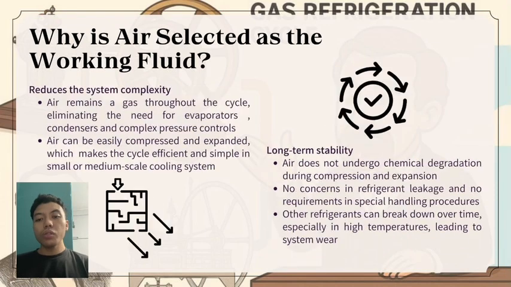Air can also reduce the system complexity. This is because air remains a gas throughout the cycle, eliminating the need for evaporators, condensers, and complex pressure controls. Furthermore, air can be easily compressed and expanded, which makes the cycle efficient and simple in small or medium-scale cooling systems.